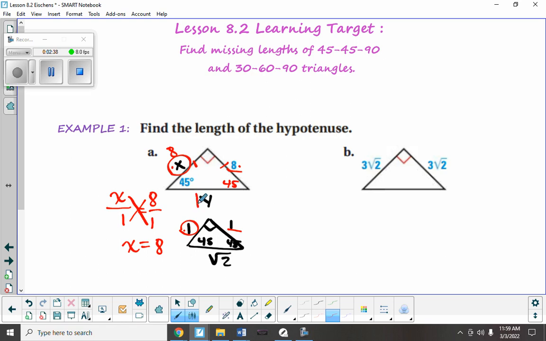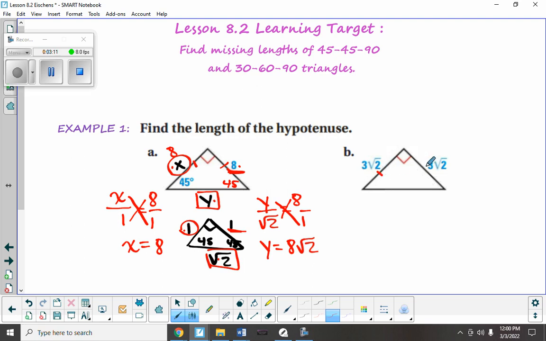Then let's find y. Y is to the square root of 2 as 8 is to 1. So bottom to bottom, right side to right side. Cross multiply. Y is equal to 8 times the square root of 2. And that's as far as we can go unless you put it in a calculator and rounded your answer. So that's how we can find the sides. Now let's do another one.